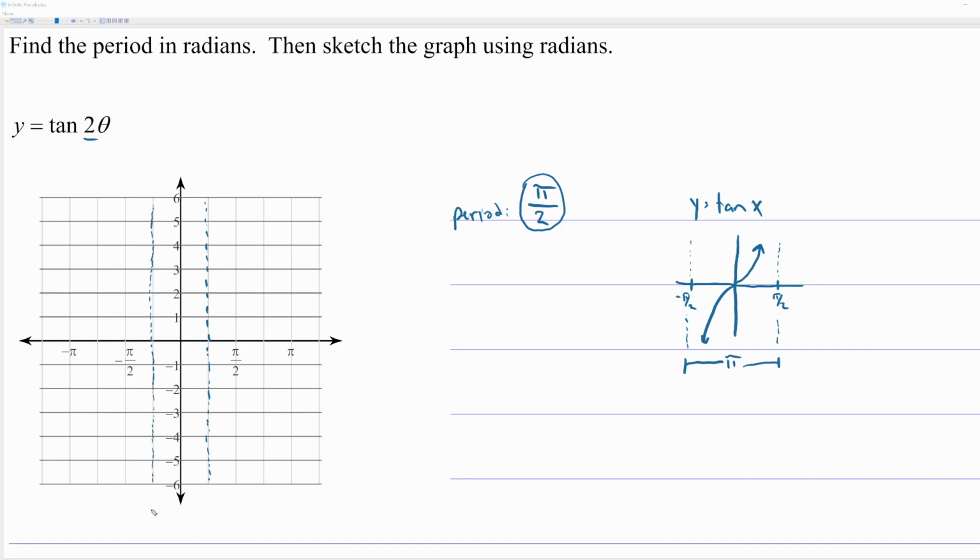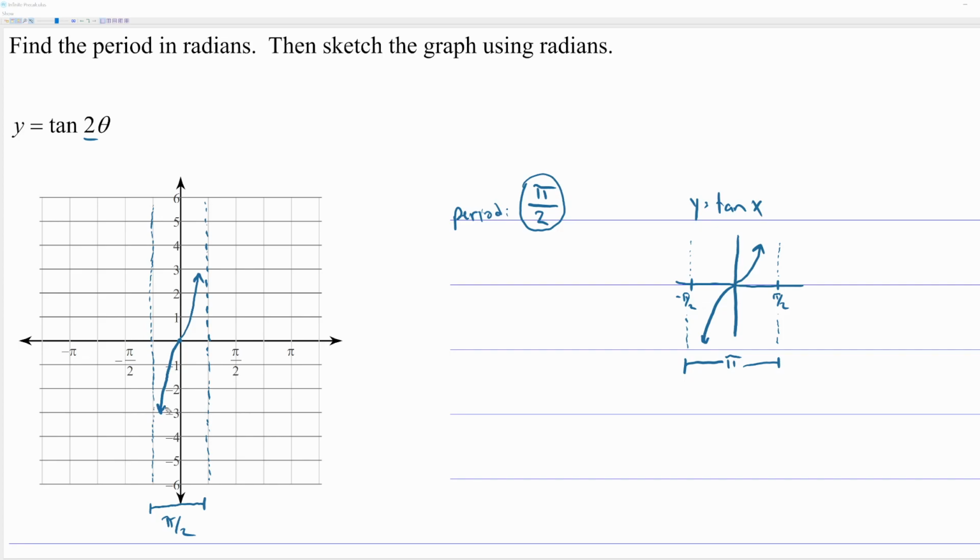Why is that? Because the distance between the asymptotes, that's one period. And we know that the period has to be pi over 2. And pi over 4 plus pi over 4 is pi over 2. So, I can draw the graph. I don't worry about where the x-intercept is at, because the x-intercept is halfway between the asymptotes.